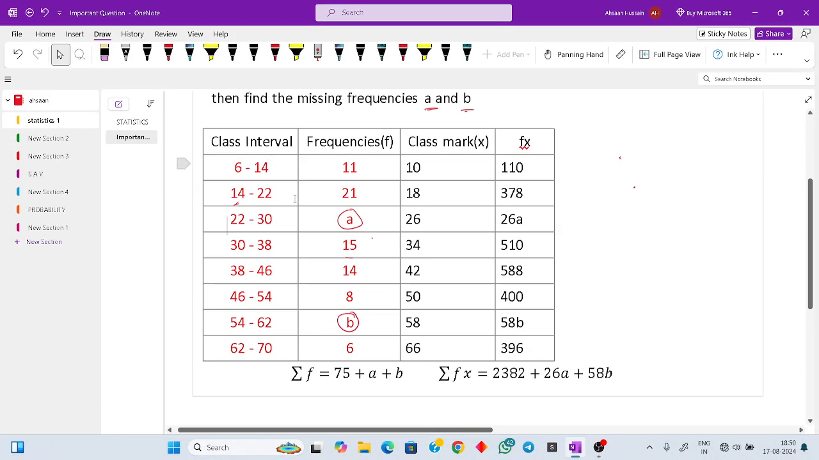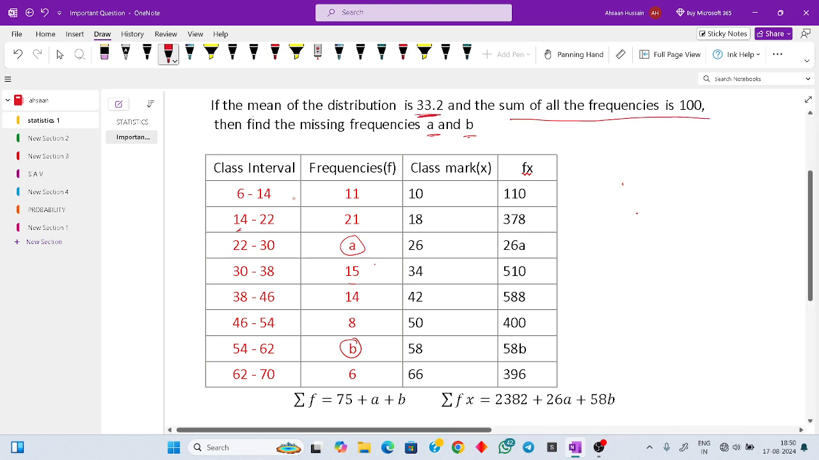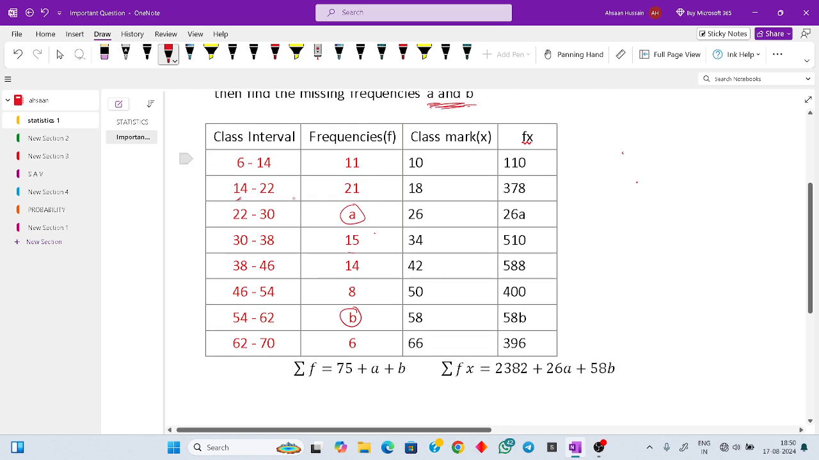Now let's do this question. Here the mean was given, 33.2, and the sum of frequencies given is 100. We need to find the missing frequencies A and B. First of all, we'll check if the class interval is in a continuous manner or not. We can clearly see it starts from 6 and the upper limit is 14, then again 14 to 22, then again 22 to 30. So it is a continuous class interval. We don't have to create any extra class interval table.